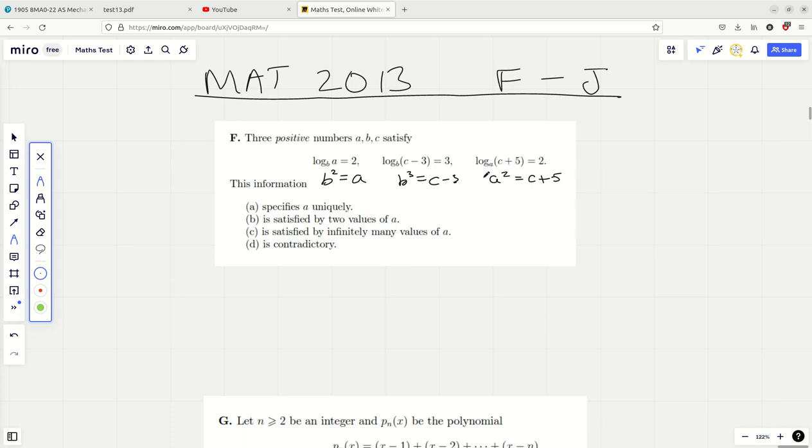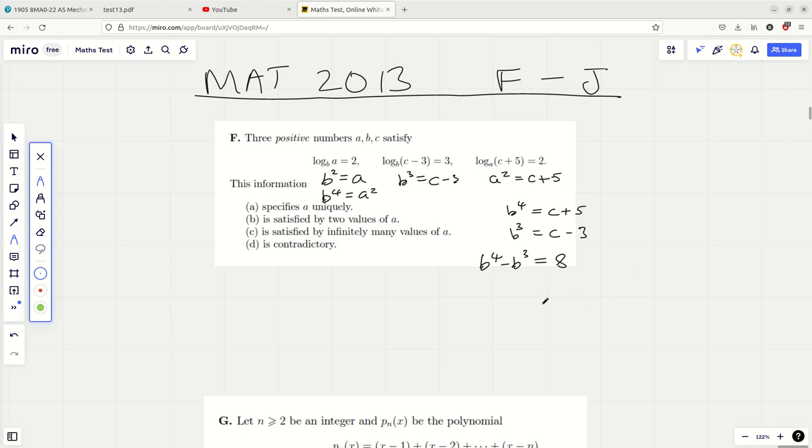Okay, so what can I see here? Well, straight away I can see that I can write b to the 4 as a squared from this one. And so now, as b to the 4 is a squared, which is c plus 5, I can say b to the 4 is c plus 5, and b cubed is c minus 3. This makes me very happy because I can eliminate c and then I've just got one equation in b, which is obviously a bonus.